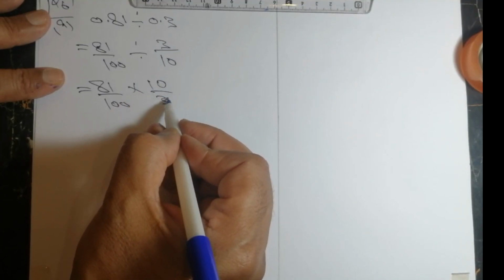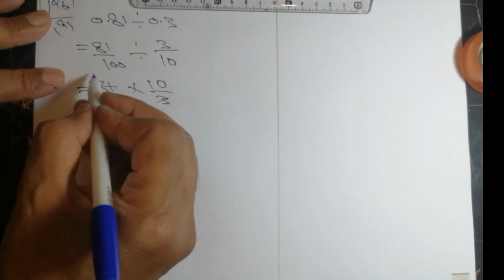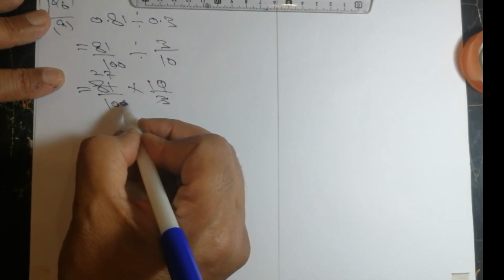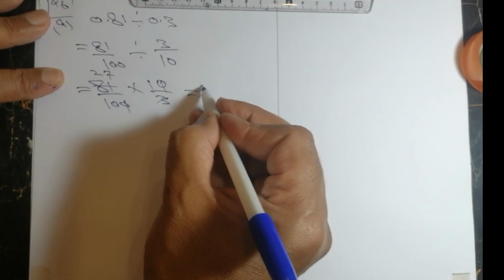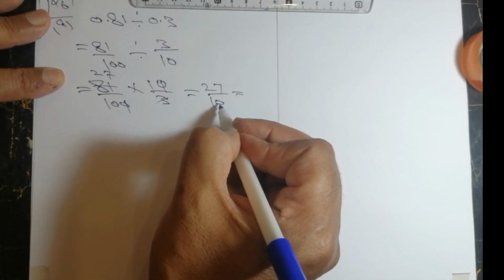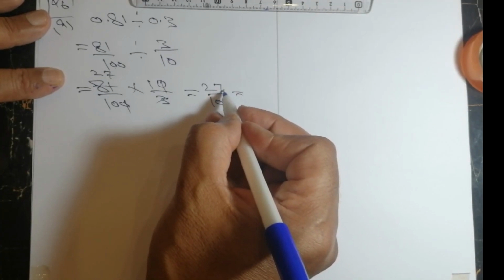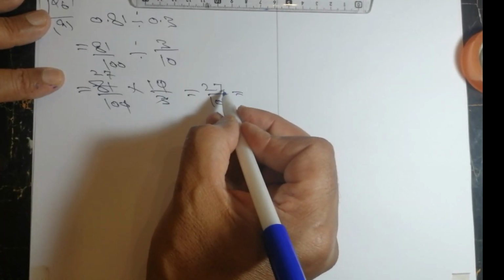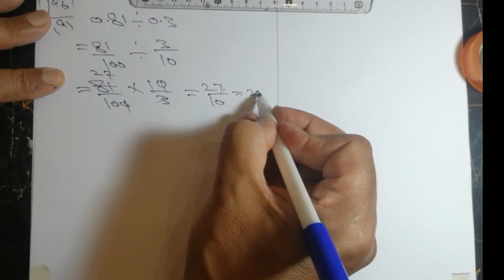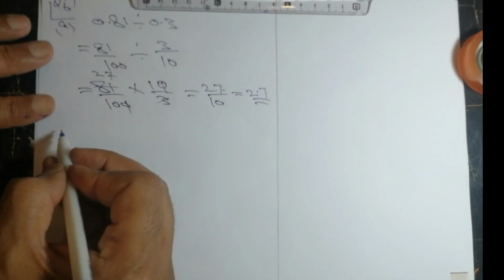So 3 1s are 3, 3 2s are 6, 3 7s are 21. 0 cancels with this one. So this is 27 over 10, and this is 1 0. So the decimal will be from here to here, because by default the decimal is on the extreme right. So this will be 2.7. This is the answer.